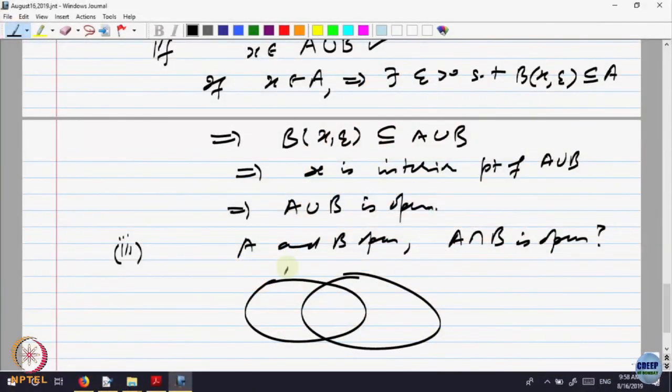Yes? Is okay? So, here is, if you like, here is A, here is B, here is a point. So, there is one ball like this, another ball smaller. So, smaller one is inside the intersection anyway, right?